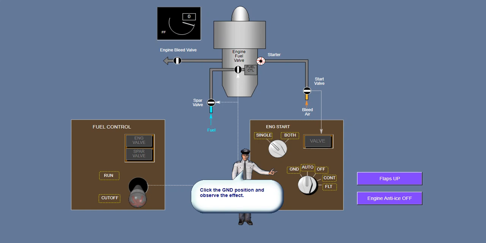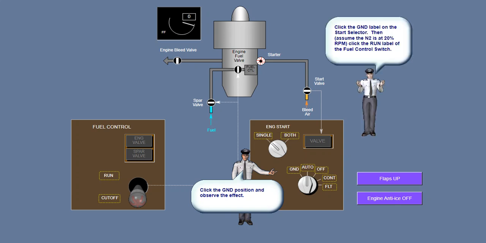Pushing in and rotating the engine start selector to the ground position opens the start valve, engages the air-driven starter to the N2 rotor, and closes the engine bleed air valve if it is open.